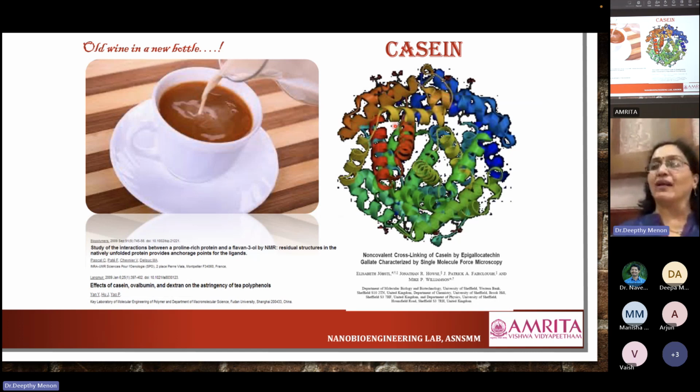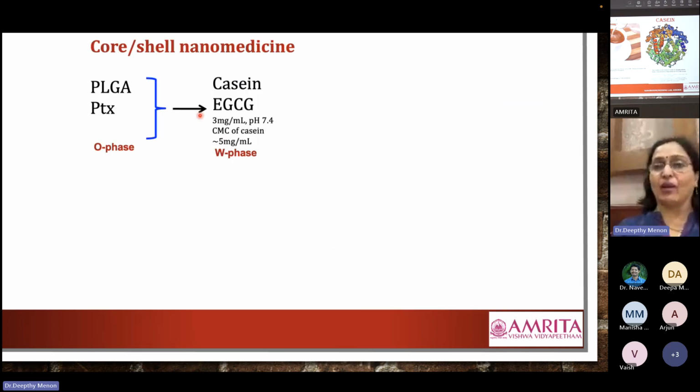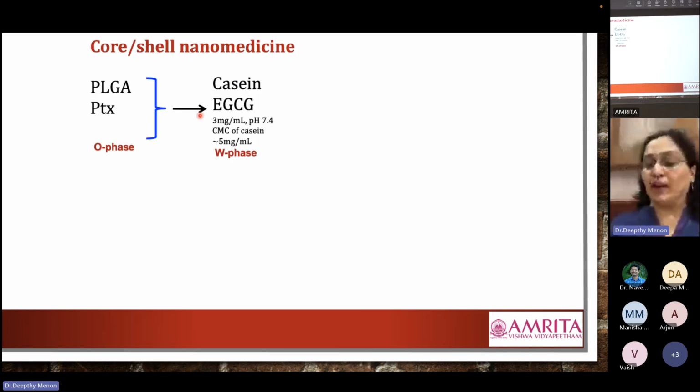We know milk protein will bind with green tea. It's not a covalent interaction. It's a non-covalent interaction. Very good. We cannot interact it covalently because then the drug will not release. So we did a core-shell nanomedicine. One is the oil phase, another is the water phase. PLGA is the oil phase.